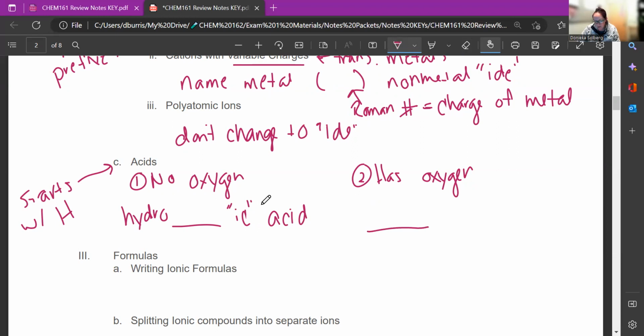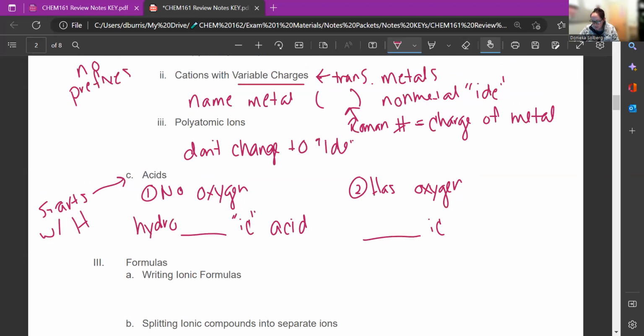You just name the element or the polyatomic ion, whatever it is. The ending is going to be ic or us, depending. I'll tell you what that depends on in a sec. And then acid. So no oxygen: hydro-something-ic acid. If it has oxygen, it's either something-ic acid or something-us acid.